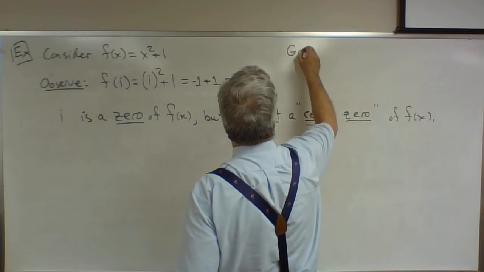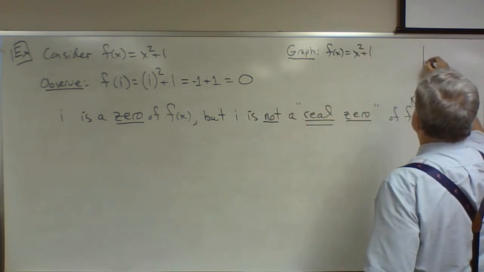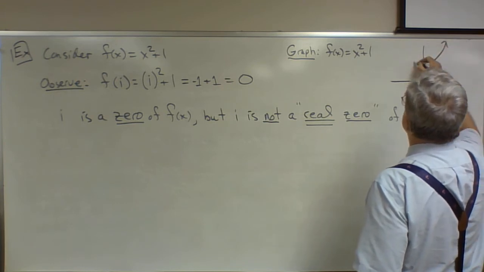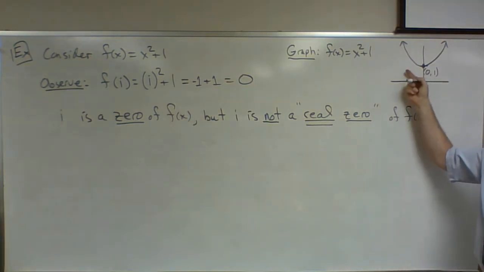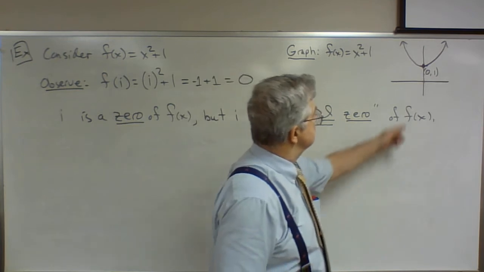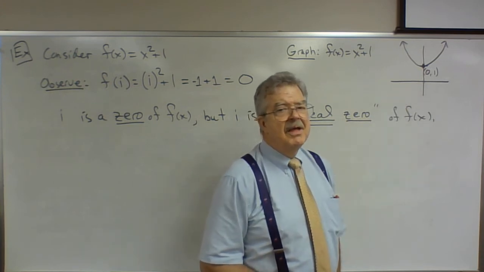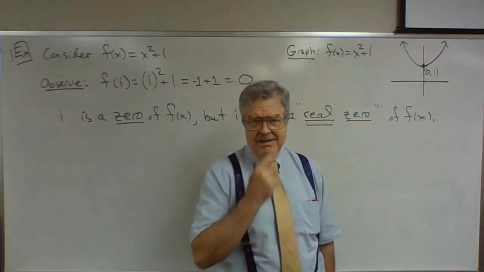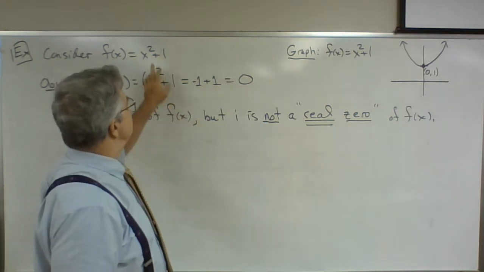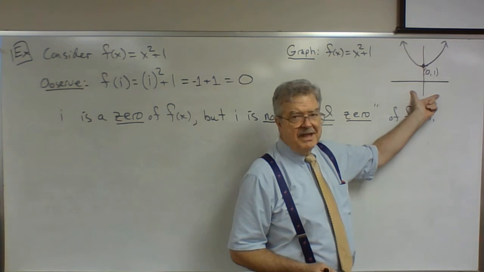Consider the graph of f of x equals x squared plus 1. And here it is. This is the graph of x squared plus 1. What are the x-intercepts? Well, there aren't any. The graph doesn't cross the x-axis. And this is exactly the point that we're getting at. Only real zeros, only real numbers that are zeros of a polynomial, correspond to points on the x-axis where the graph of the polynomial crosses the x-axis.